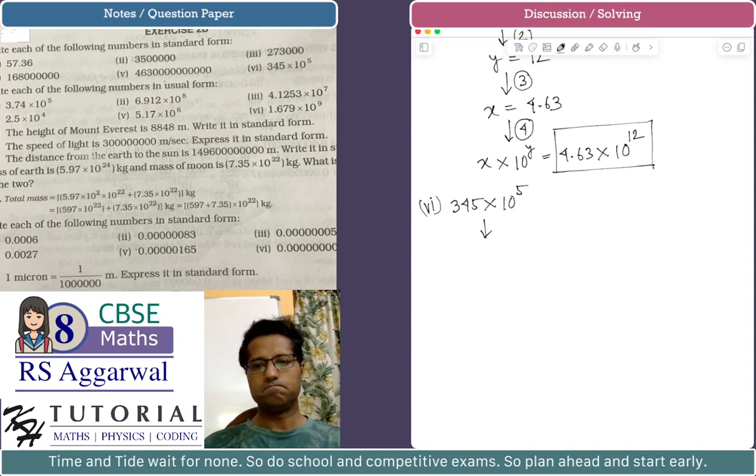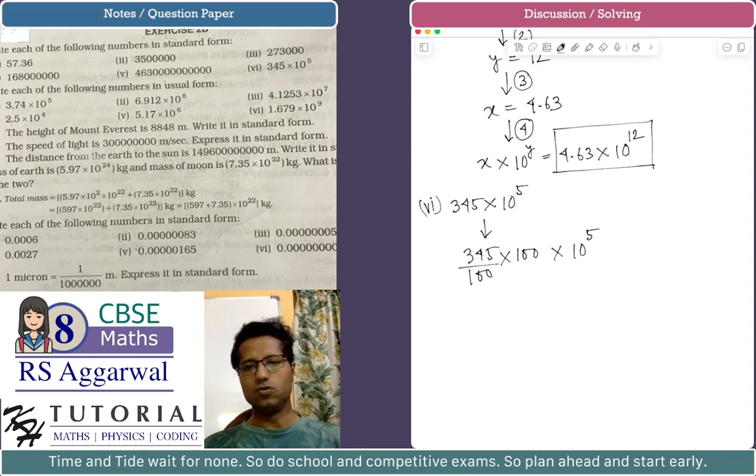What do I have to do to make 345 as 3.45? I have to definitely divide 345 by 100. If I divide 345 by 100, then only I will get a decimal point 3.45. But I also have to adjust it by multiplying with 100. So it becomes this. I want to convert 345 as 3.45 because the x factor has to be a number greater than or equal to 1 and less than 10.